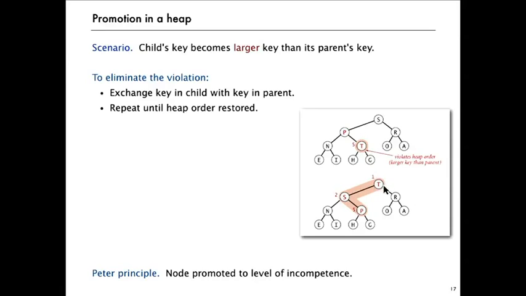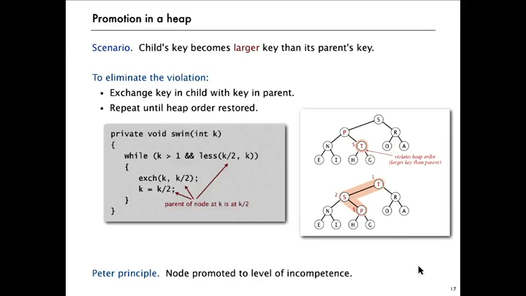That's restoring the heap order along a path from the place where it's violated to the root. You can think of that as kind of like the well-known Peter principle, where a node gets promoted to a level where it finally can't be better than its boss. It's a level of its maximum incompetence. And implementing that in code is really easy. We call that the swim operation. It swims up to the top.